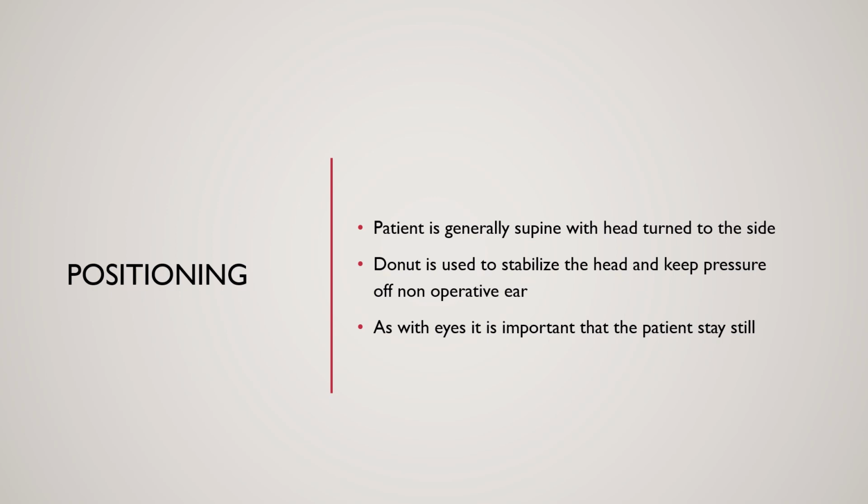All right, positioning for these patients is generally supine with the head turned to the side, with the operative side up. Donut is used to stabilize the head and to keep pressure off of that non-operative ear. Remember, these donuts are gel filled, so that will keep the pressure off of that ear and prevent a pressure sore. And as with eyes, it is very important that these patients remain still. We can cause injury to the ear under a microscope just as easily as we can cause injury to an eye. So we do not want that to happen.